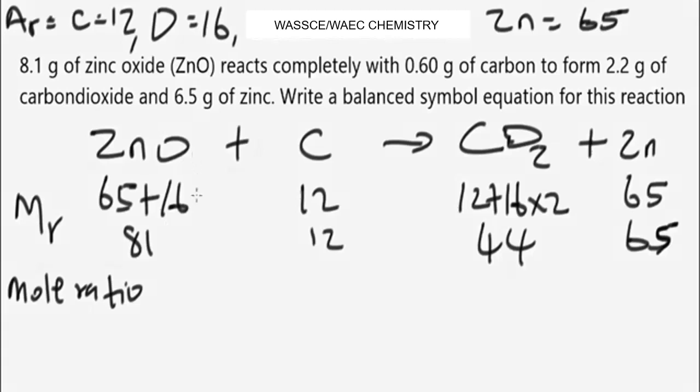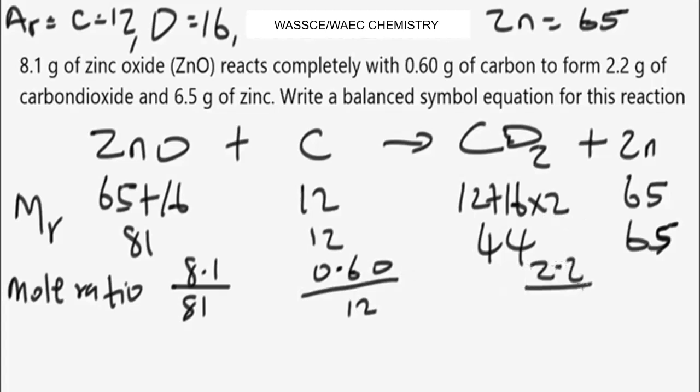So for this zinc oxide compound, we have the mass of zinc oxide to be 8.1 over the relative formula mass, which is 81. Then the mass of carbon here is 0.60 over 12. That of carbon dioxide, we have it to be 2.2 over 44. That of zinc, we have it to be 6.5 over 65.